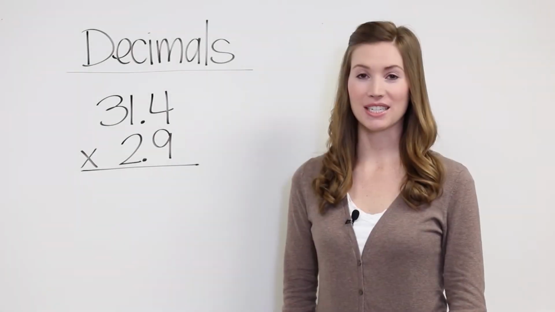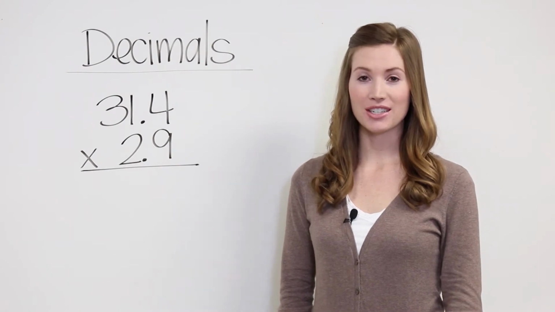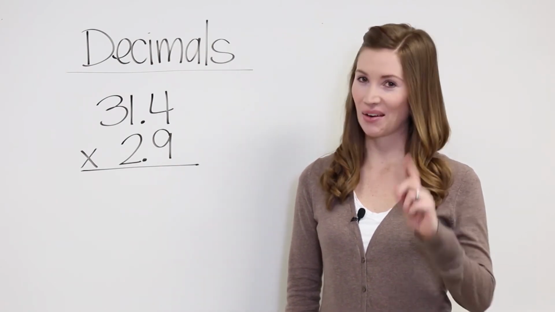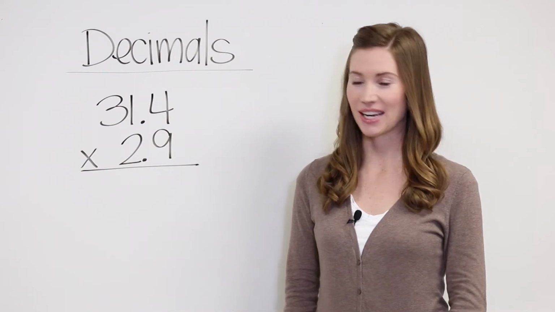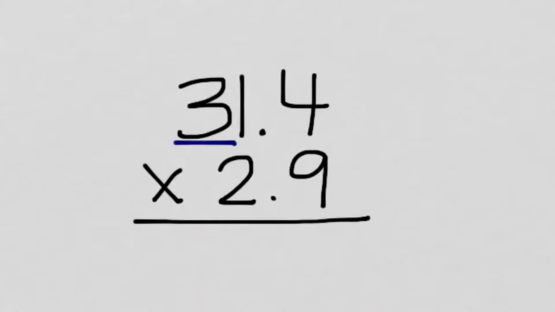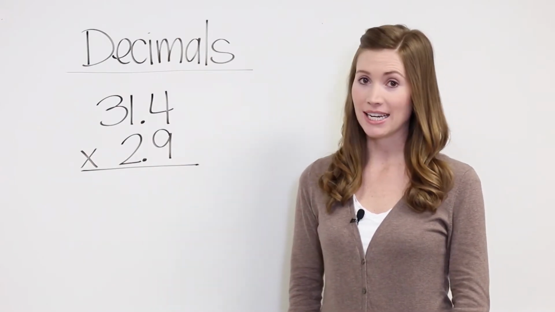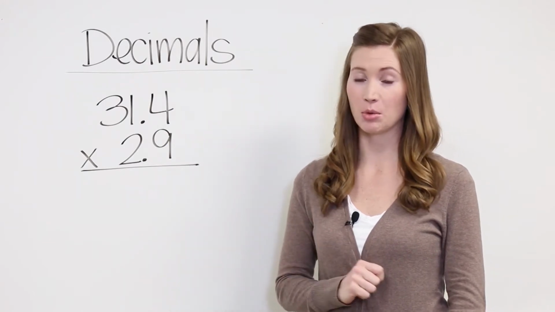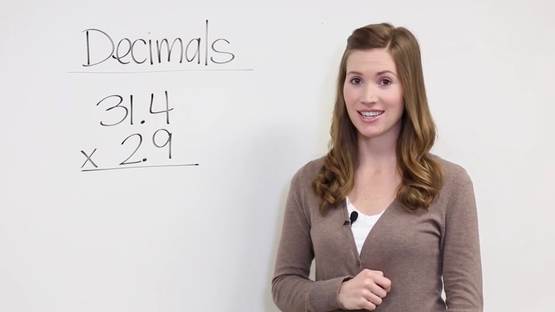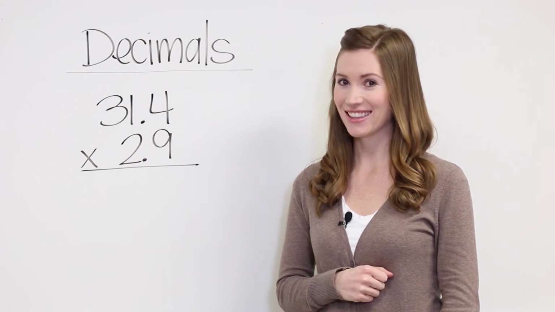Let's do another problem together. Read the problem to yourself as I read it aloud, and remember to use place value as you read. 31 and 4 tenths times 2 and 9 tenths. Now remember, because we're multiplying decimals, we're going to account for that decimal point at the very end. Are you ready to get started? Let's do it.